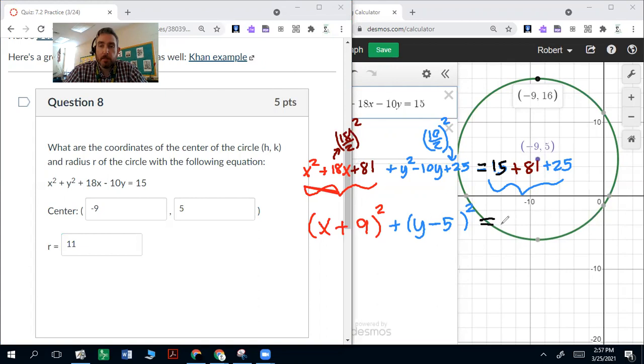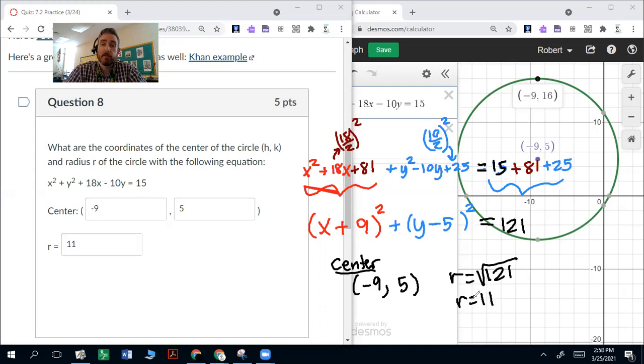So there is your equation. Now, what do we do with all this newfound power? Well, first, in the standard form, your center is going to be the opposite of what's in the parentheses. So negative 9 and positive 5. And then your radius is going to be the square root of the number at the end. What number times itself is 121? That's going to be 11. So that's how you can get them by hand.